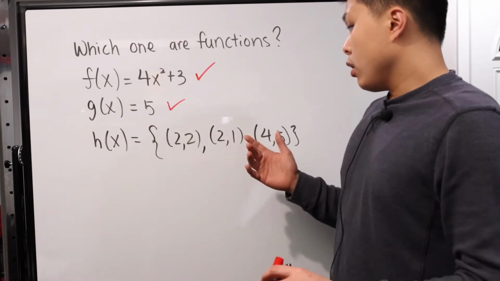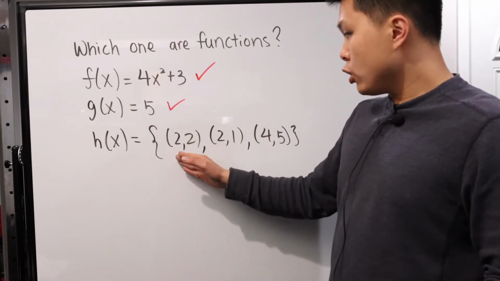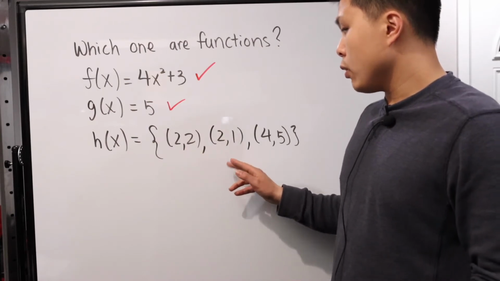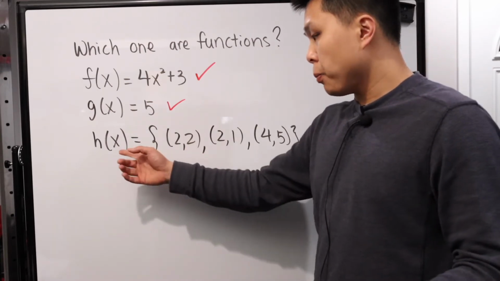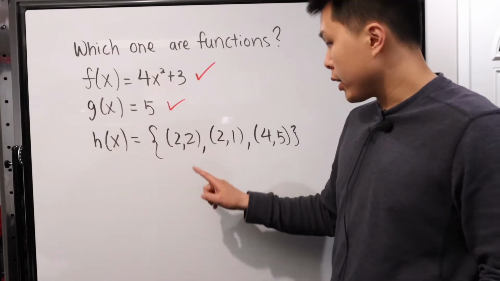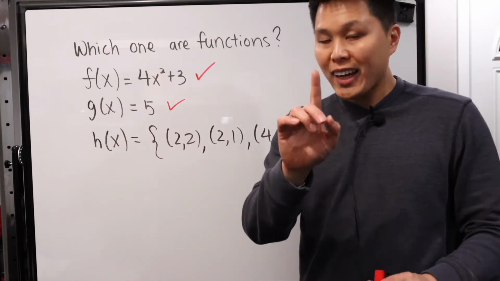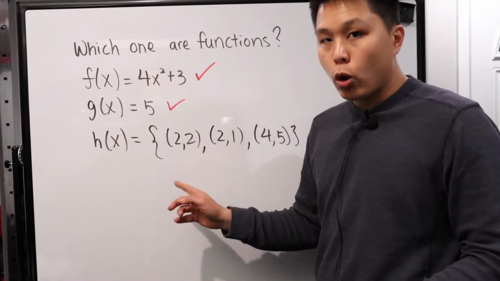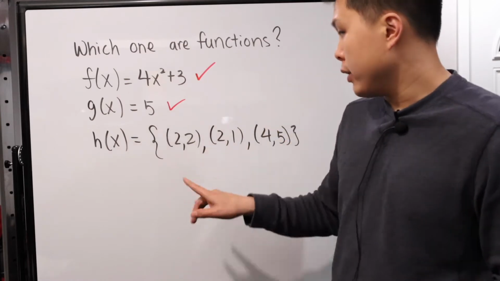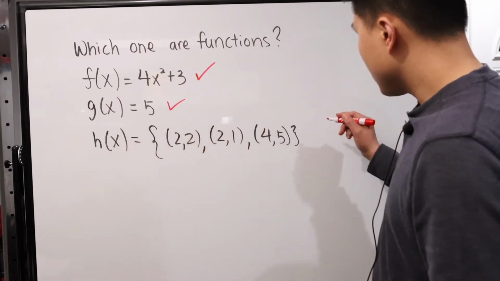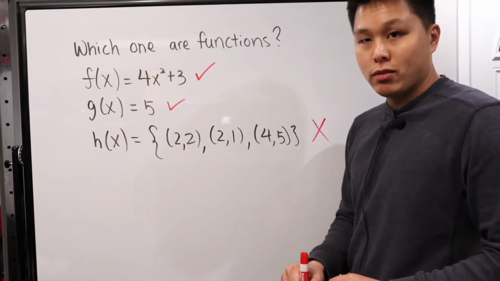Okay. So notice something. If you put in 2 and you get 2, and you put in 2 and you get 1, well, if that's the case, if I put in 2 here, which one am I getting? Am I getting 2 or 1? You see, that's the key. So this one had multiple outputs for a single input, in this case for the input 2. So this is not a function. And just like that, that is the first problem.